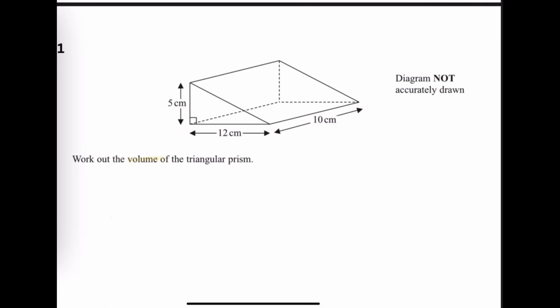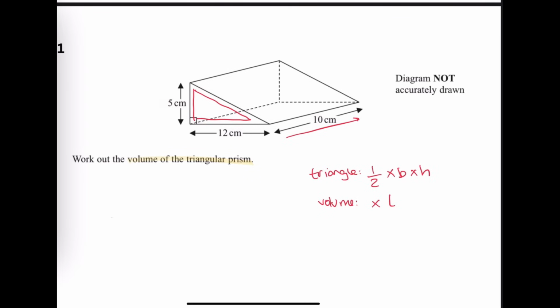Work out the volume of the triangular prism. Now, how do you find out the volume? It is going to be the area of the shape that you have here. In this case, we have a triangle. So we know that the area of a triangle can be found using this formula, which is half times base times height. And we times this by length, so that we can find volume.